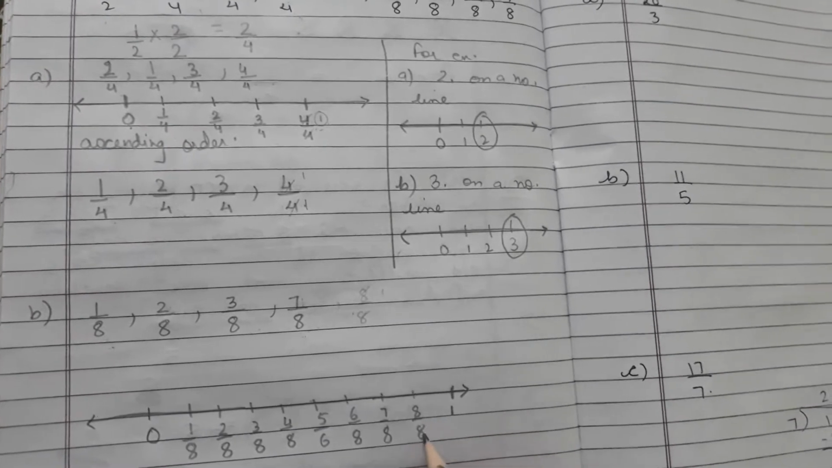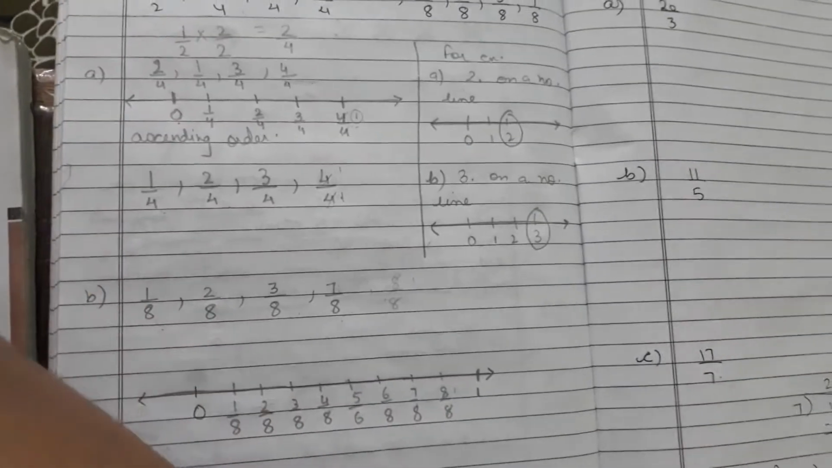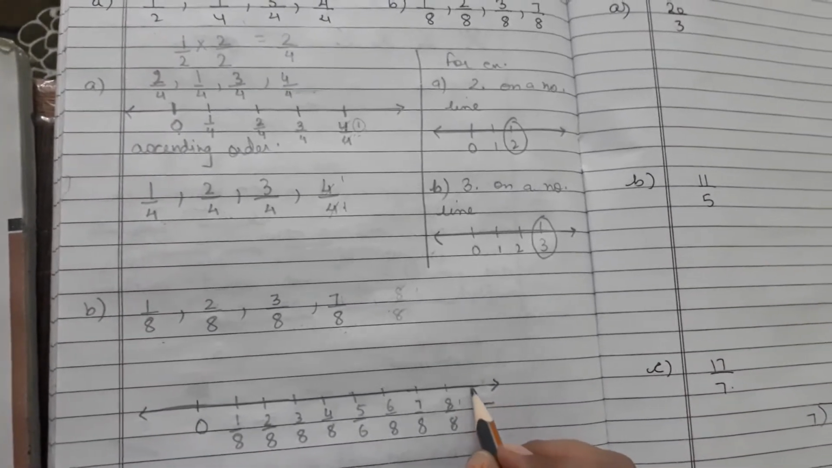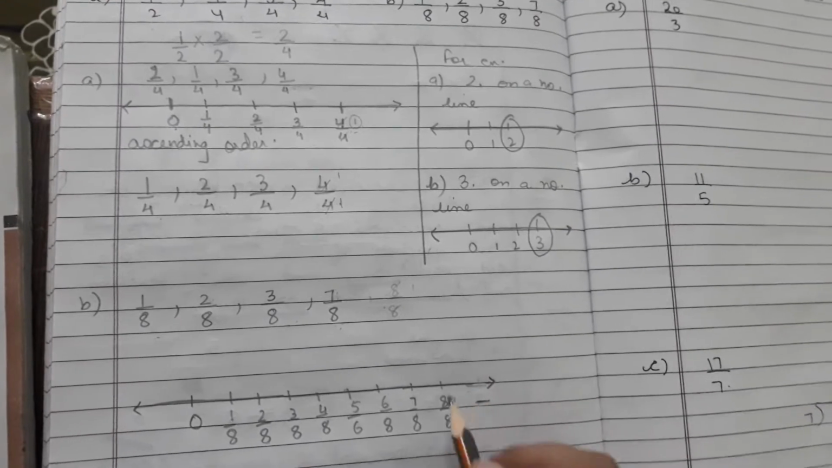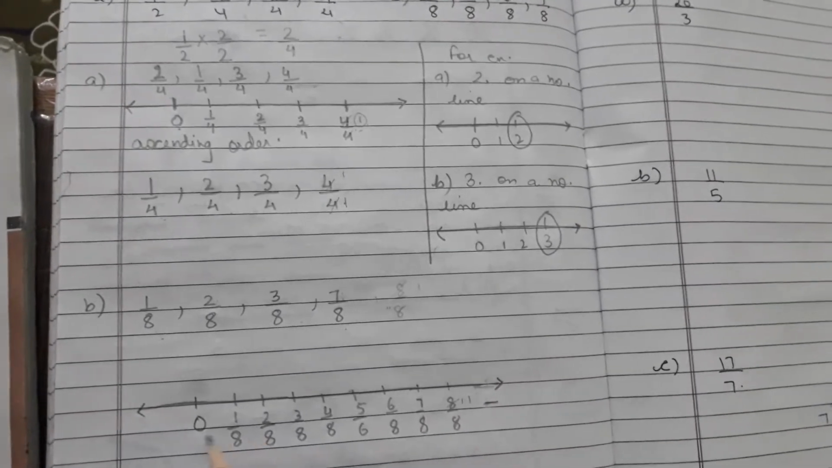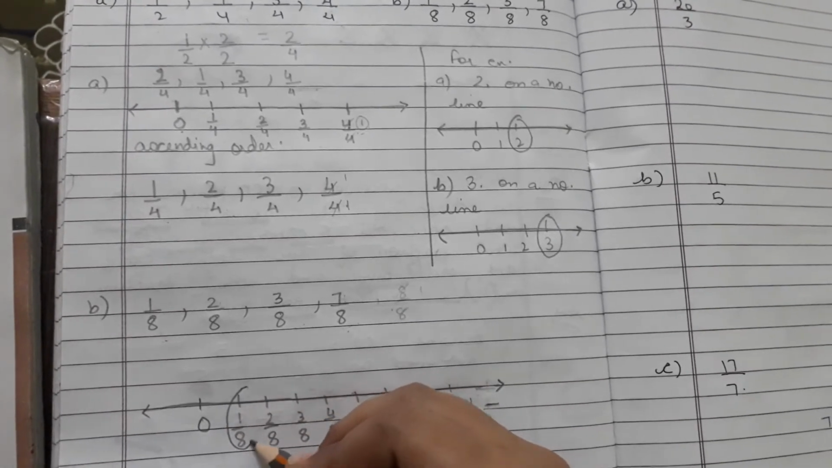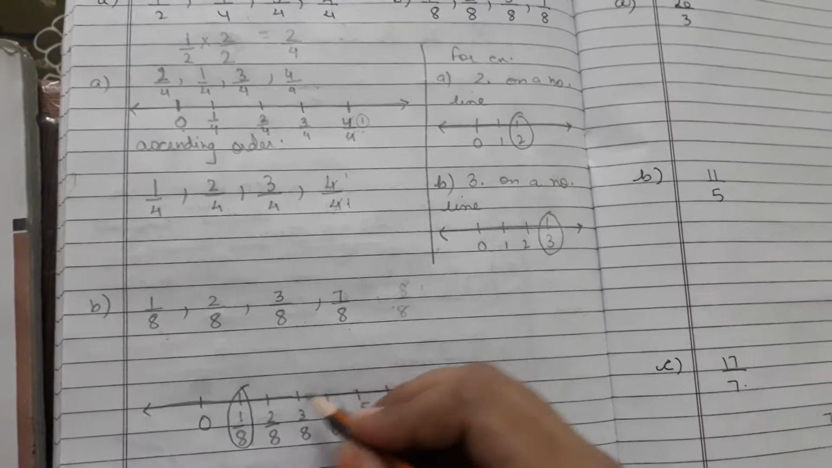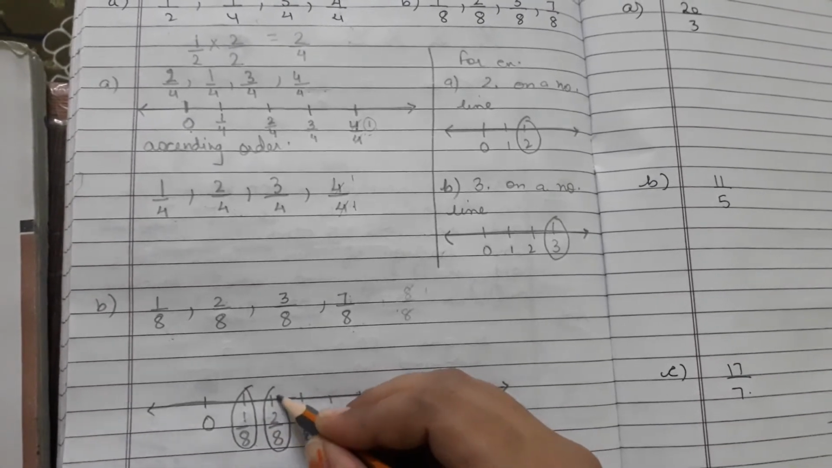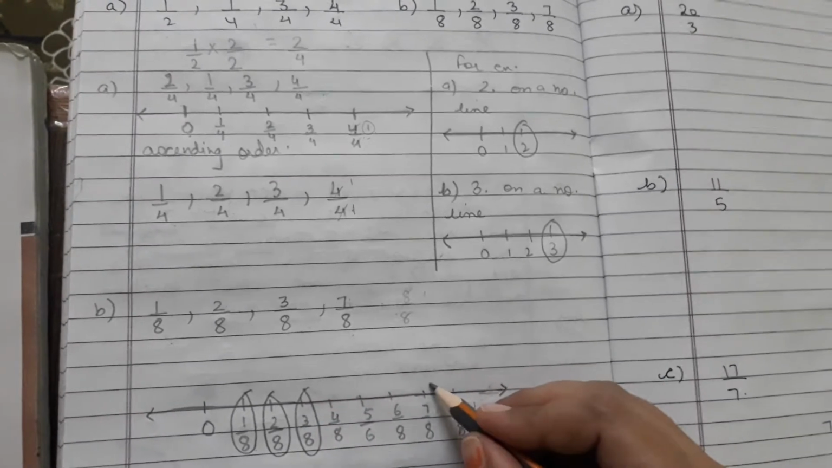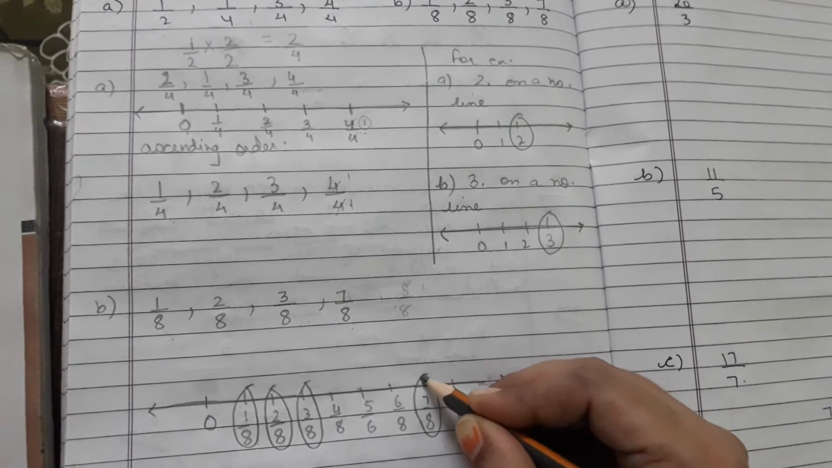8 by 8, that is 1. Okay, so what will come here? 8 by 8, that is 1. So in between 0 to 1, our first fractional number is 1 by 8, then 2 by 8, then 3 by 8, and after that 7 by 8 lies.